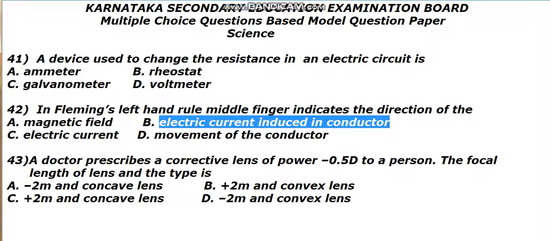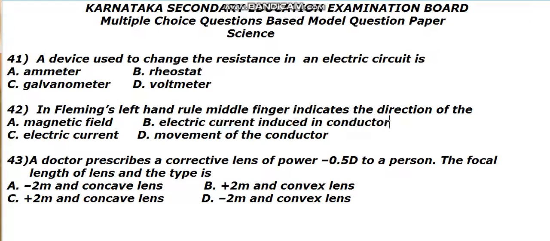The 43rd, this is very interesting. A doctor prescribes a corrective lens of power minus 0.5 D to a person. The focal length of the lens and the type is. See, this is a very interesting question. Here the power of the lens is given, P equal to minus 0.5 D, and they ask you the focal length, that is, F is how much.